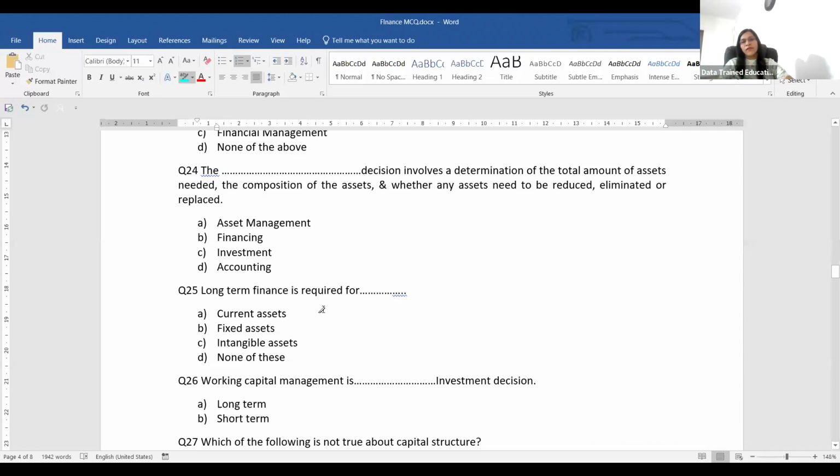Okay. Now next is, long-term finance is required for current, fixed, intangible asset or none of these. All right, everyone, B, fixed asset. Working capital management is a long-term or short-term investment decision? Ravi, working capital is short-term. B. So the B answer is correct. Okay then. So this much only we will discuss today in the questions.